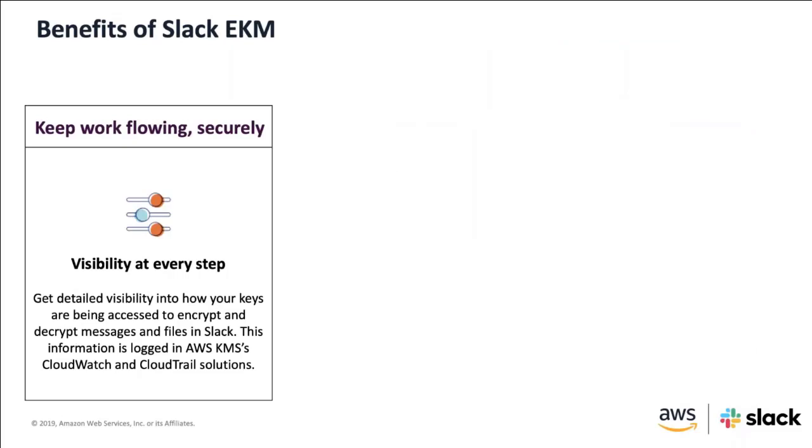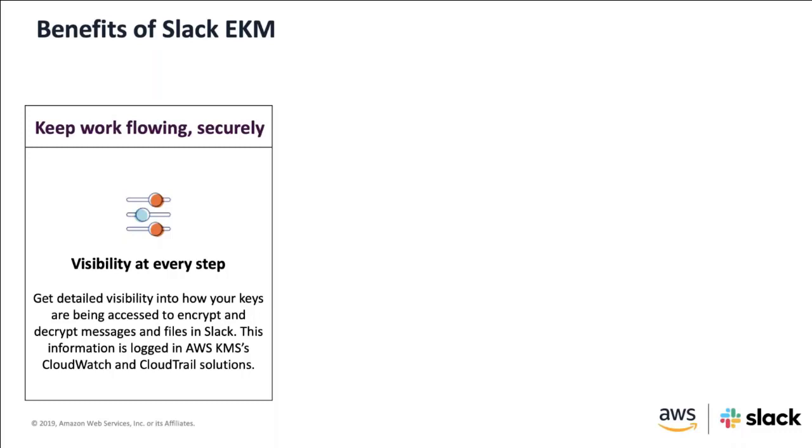So now that I've shared a few of the different options that we evaluated before building Slack EKM, I want to take a moment to highlight the benefits of the feature based on the approach that we took. The first benefit is visibility at every step. Slack gives our customers visibility into how their keys are being accessed to encrypt and decrypt their messages and files in Slack. This information is logged in AWS KMS's CloudWatch and CloudTrail logs, and these logs cannot be tampered with, so the customer has the assurance that they have complete visibility on their end.